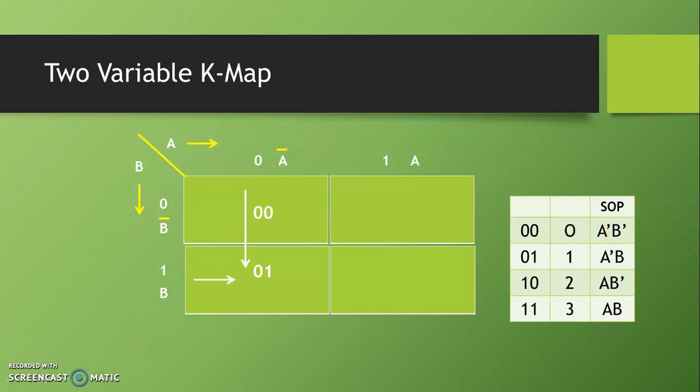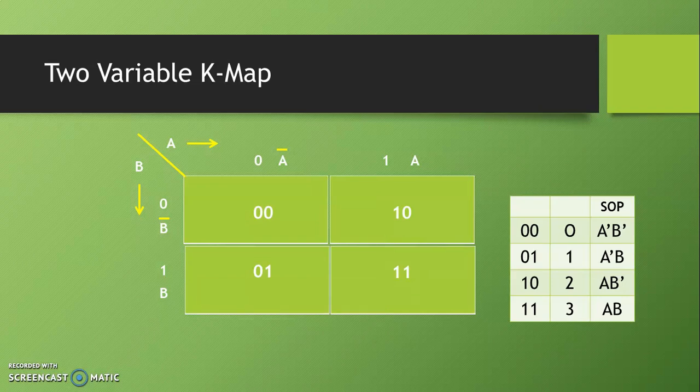Same way, for the next cell, from the A we take a 1 and from the B we take a 0. Binary value of this cell is 1, 0. And 1, 0 we know that it is A B bar. And last, we have 1 from the A and 1 from the B, and that is 1, 1. And the product term for 1, 1 is AB. We can verify that also.